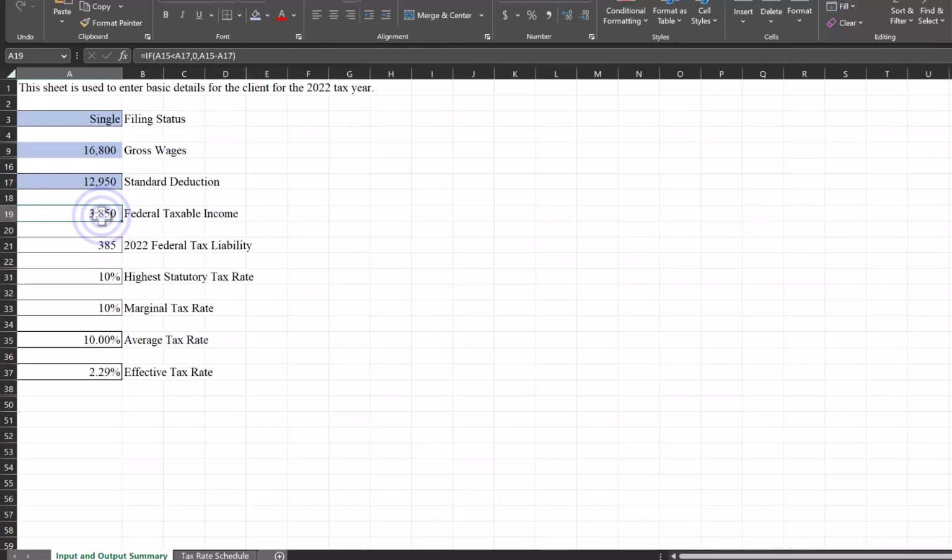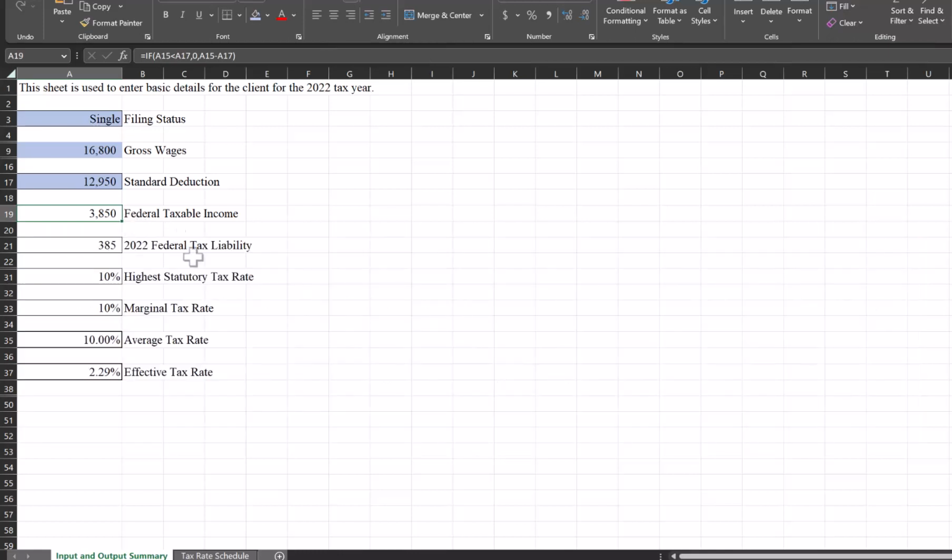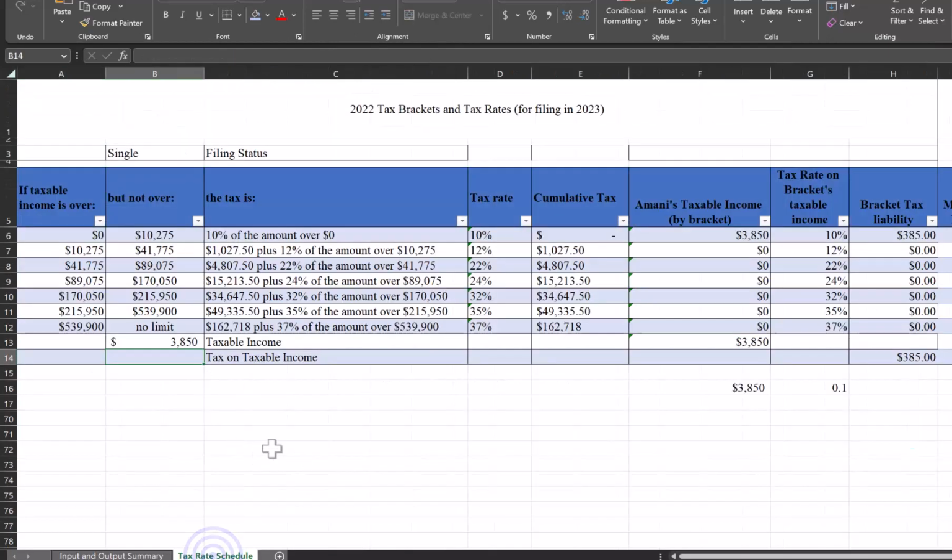Then we entered our first formula, which computed the federal taxable income, while being mindful that you cannot have negative federal taxable income. We made sure when we created this formula that we used an if condition to allow the federal taxable income to be zero if the standard deduction exceeded the gross wages. Our federal taxable income was linked to a rate schedule via cell B13.